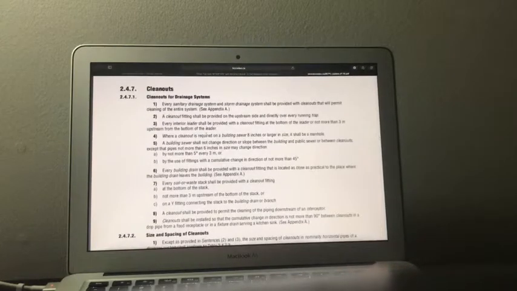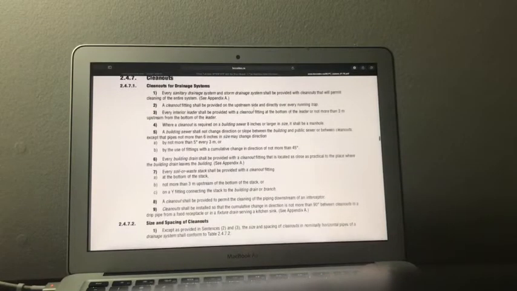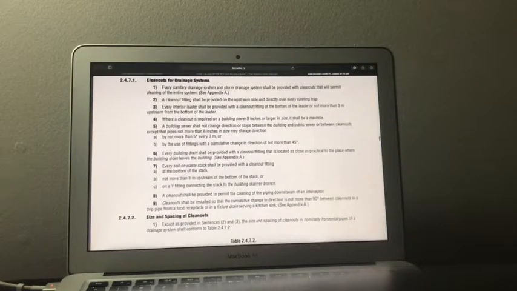Cleanouts for drainage system. Every sanitary drainage system and storm drainage system shall be provided with cleanouts that permit the cleaning of the entire system. Okay? These cleanouts are really important. A cleanout fitting shall be provided on the upstream side of every directly connected fixture over every running trap.